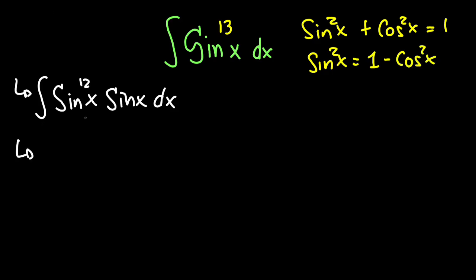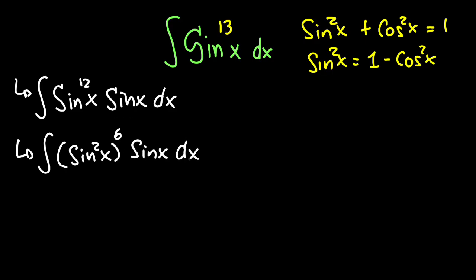Now that you have that, we would need to make this into a sine squared of x form. 12 divided by 2 would be equal to 6. So it would be raised to the power of 6 and copy the rest. Now that we have this, we can now transform this one.